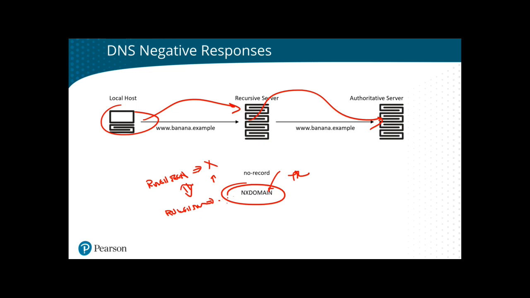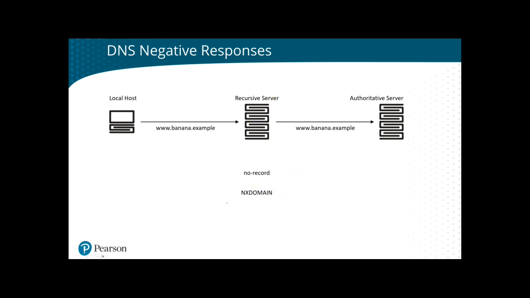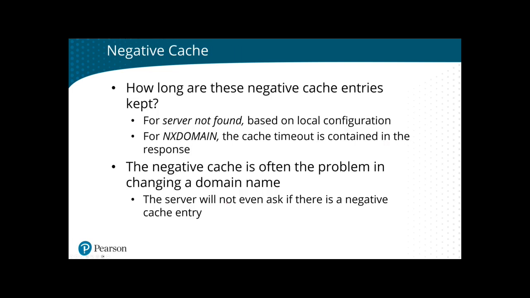So there's ways around this, but it's something you should be aware of, that when you go to a DNS provider and say, I'm going to change my IP address, they say it can take up to 24 hours. That's more than likely because of negative caching. So again, how long are these negative caches kept? For server not found, there's no TTL in the record or in the response, so it's just based on some local configuration. For NX domain, there is a TTL and it's kept for that long. So again, the negative cache is often the problem when you are changing a domain name.